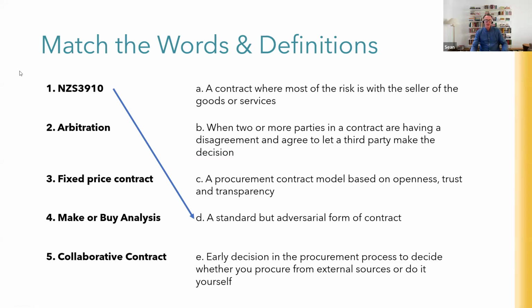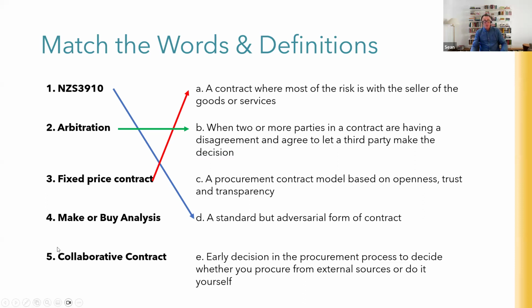What is arbitration? Is it A, B, C, or E? Hopefully you answered B. When two or more parties in a contract are having a disagreement and agree to let a third party make the decision, binding or non-binding. They'll make all those agreements up front. What is a fixed price contract? Is it A, C, or E? Hopefully in this instance, you went A, a contract where most of the risk is with the seller of the goods or services, not with the buyer. But remember, they've priced that risk in there.